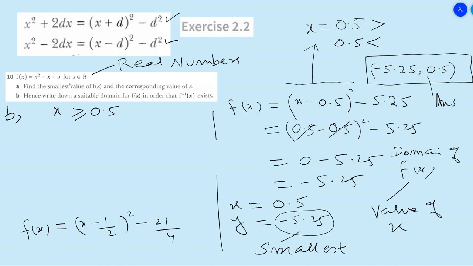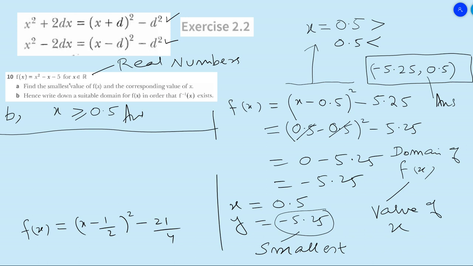So if x is equal to 0.5 or greater than 0.5, then the inverse exists. It means for the value 0.5 and greater than 0.5, the function remains 1-1. And if the function is 1-1, then the inverse can exist. So this is the answer of part B. But I want to give you more explanation.